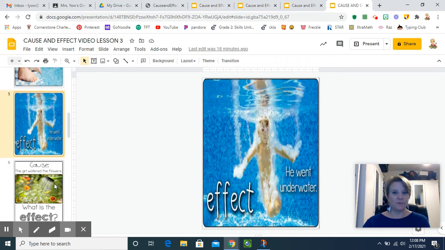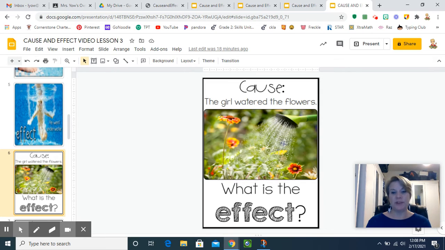I'm going to show you a picture, and I want you to think of what the effect may be. Okay, so the cause is that the girl watered the flowers. What do you think the effect may be of the girl watering the flowers? Well, probably the flowers are going to continue to grow. Okay, so that would be an effect. Could there be another effect? If she watered the flowers too much, then the flowers could possibly die. If she watered the flowers, then the flowers could bloom.